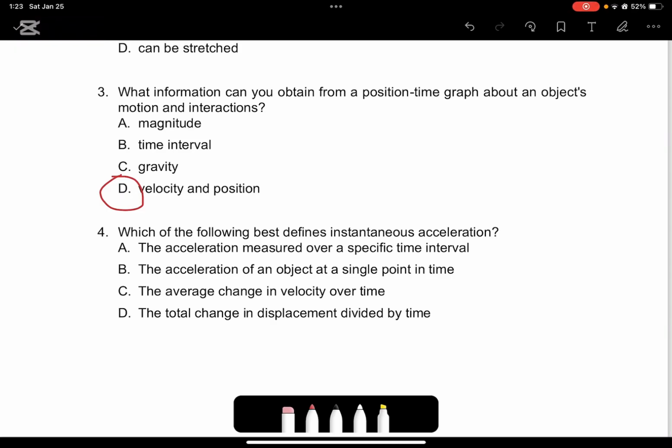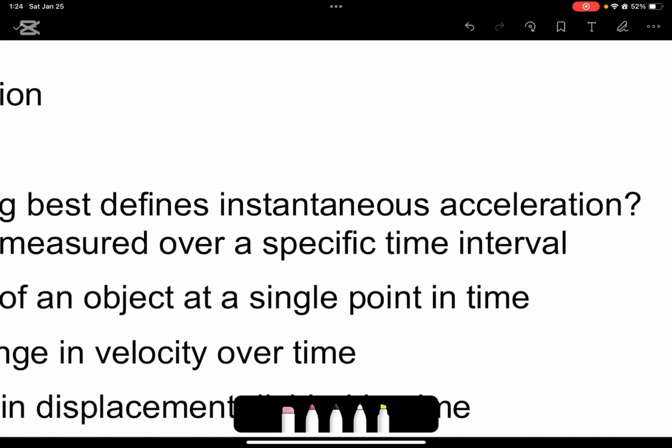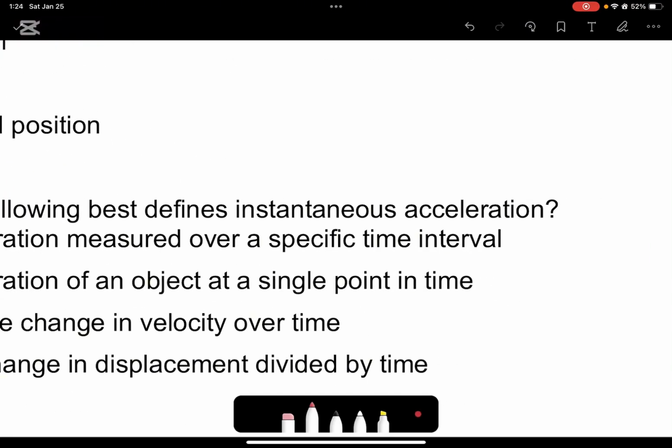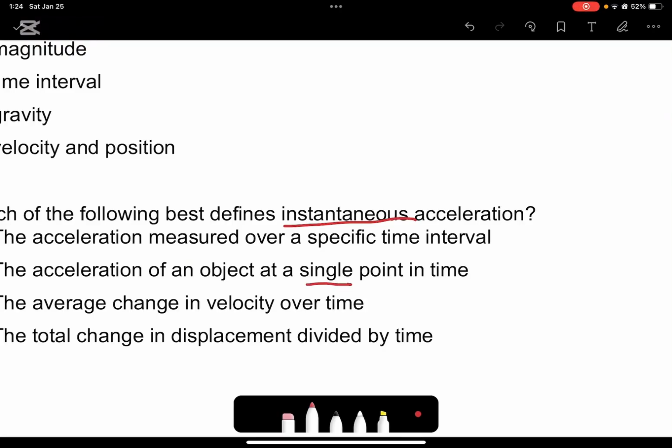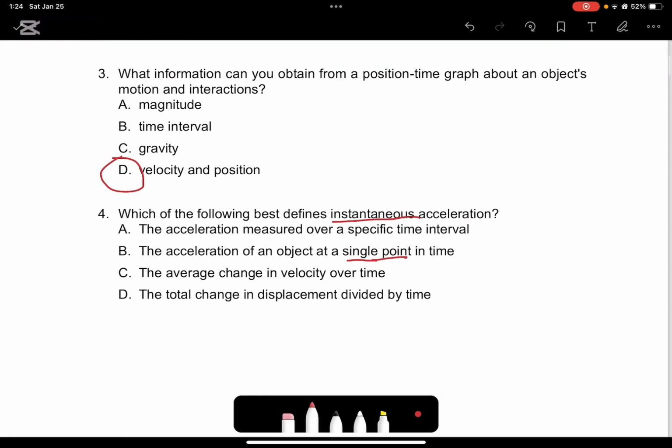Which of the following best defines instantaneous acceleration? If you are not familiar with instantaneous acceleration, it just means that the object at a single point of time is gonna accelerate to a certain speed. Its acceleration is not over a specific time, because it's instantaneous. Instantaneous means instant. Everybody knows what instant means. So yeah, single point is the closest answer.